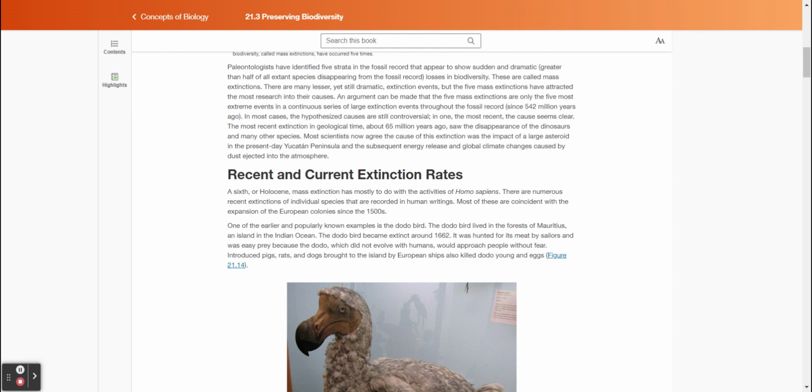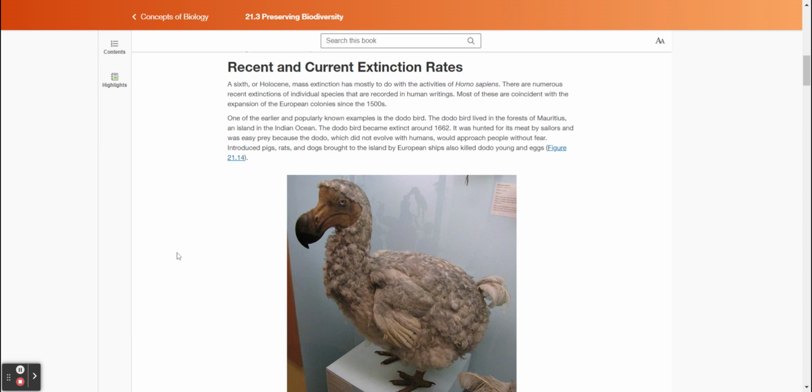Recent and current extinction rates. A sixth, or Holocene, mass extinction has mostly to do with the activities of Homo sapiens. There are numerous recent extinctions of individual species that are recorded in human writings. Most of these are coincident with the expansion of the European colonies since the 1500s. One of the earlier and popularly known examples is the dodo bird.